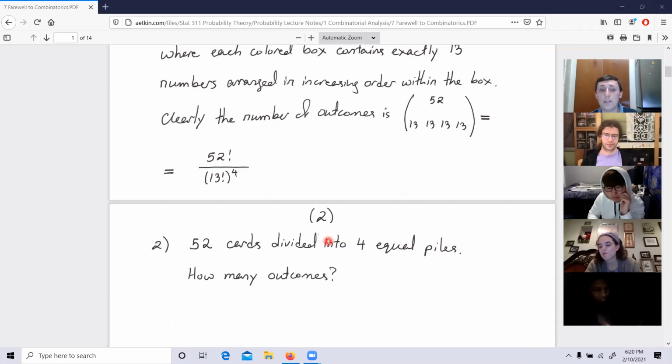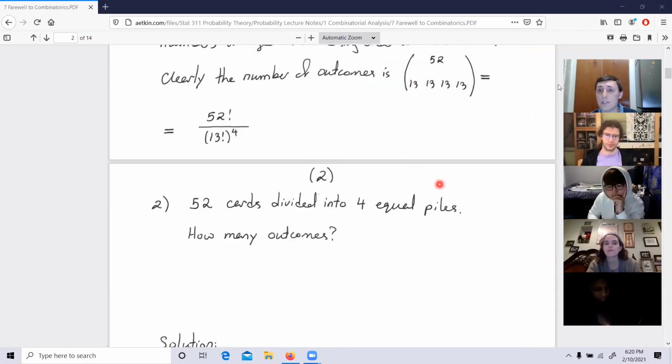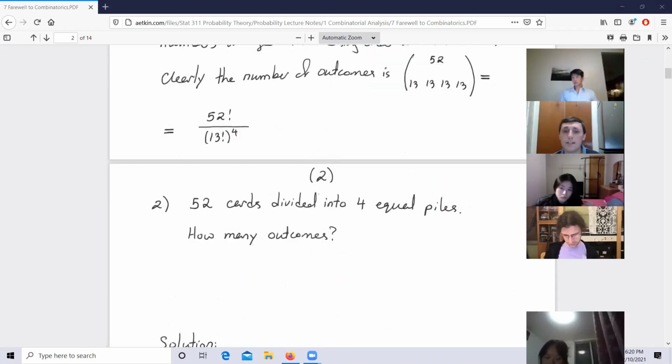Now, next question, let's see if you understand it, guys. The next question is very similar. 52 cards are now divided equally into 4 piles. You see now there is no difference between the piles, no destiny to the pile, just being together. How many possibilities?